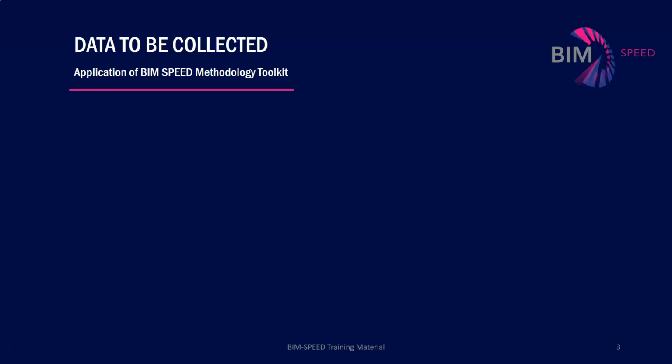The main objective of Work Package 1 of the BIM-Speed project is about collecting and understanding data of existing buildings. So the first questions which pop up are: which data is required, in which format, and for which purpose? To answer these questions, BIM-Speed developed the methodology toolkit.